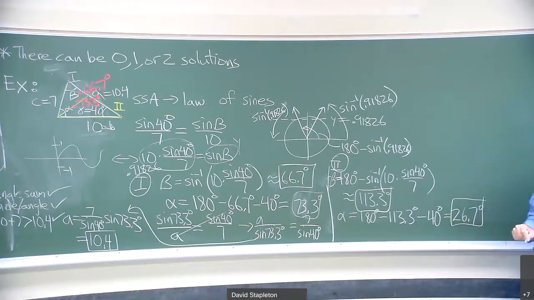Now I've got two of the three things. I can use the law of sines one more time and get the last side. In the case that there's only one triangle, what you'll get is a negative angle here. So that's the other hint.